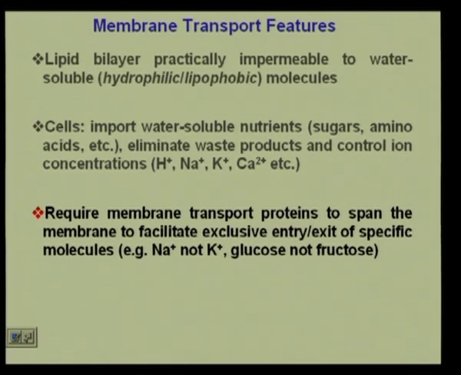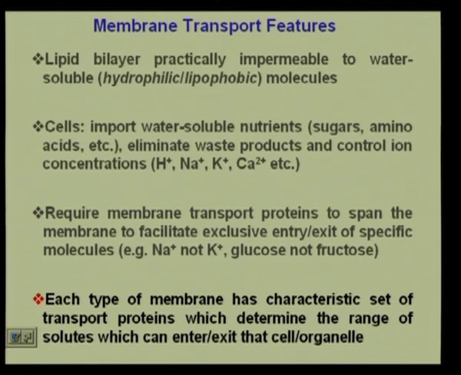As we have studied, we have integral membrane proteins, peripheral membrane proteins and anchor proteins. There is a specific requirement for membrane transport proteins that have to span the membrane to facilitate exclusive entry or exit of specific molecules. For the specific action of the cells, there are these specific transport proteins, and because each of them has a specific molecule that it is going to bind and transport, each membrane transport activity is unique. Each type of membrane therefore has a characteristic set of transport proteins which will determine what is going to enter the cell.